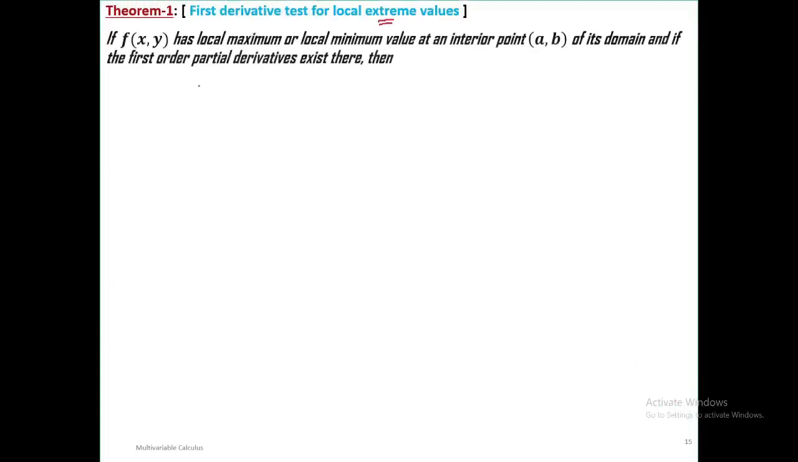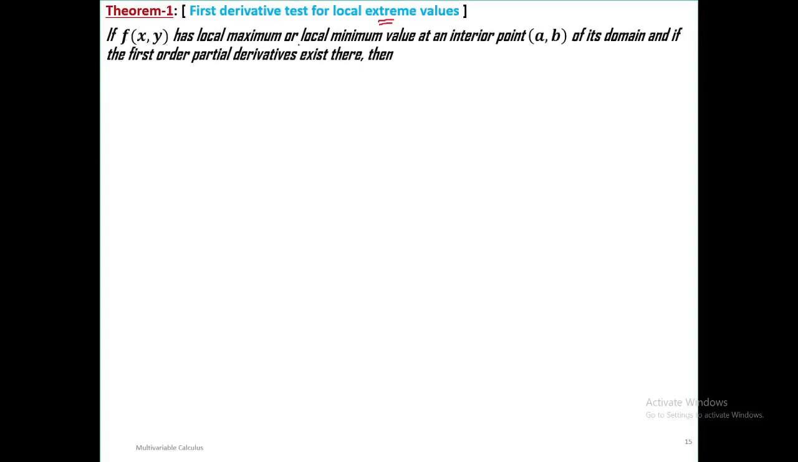If f of x and y has a local maximum or local minimum value at an interior point a comma b of its domain, and if the first order partial derivatives exist there, at a comma b, that means fx and fy both exist at a comma b, then fx at a comma b is 0 and fy at a comma b is 0.